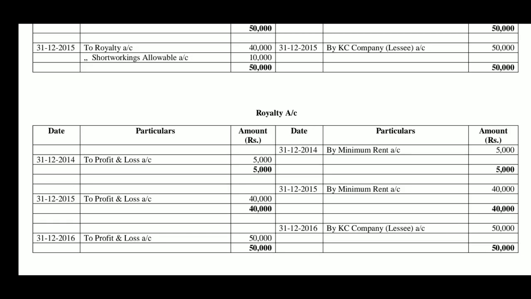royalty is equal to minimum rent. Therefore, we do not come across minimum rent there, but here the lessee's account is debited and royalty account is credited. That is, royalty account credited by KC company account 50,000 rupees. That is, 50,000 royalty is due from lessee. So, royalty account credited by lessee's account 50,000. Royalty is transferred when royalty account debtor to profit and loss account.